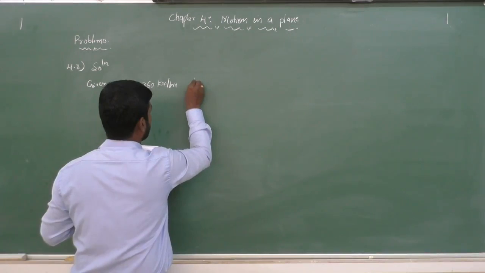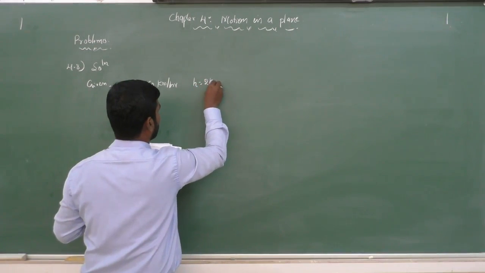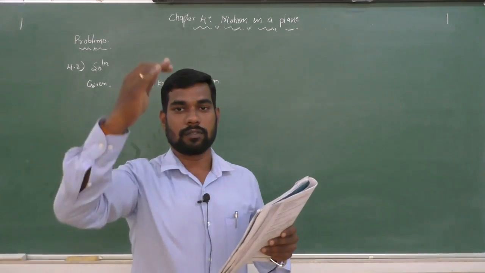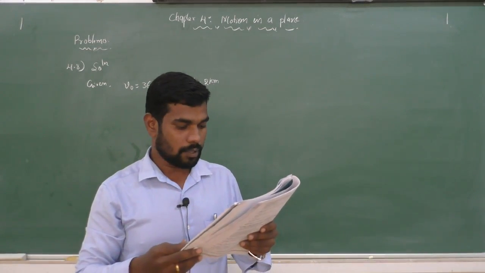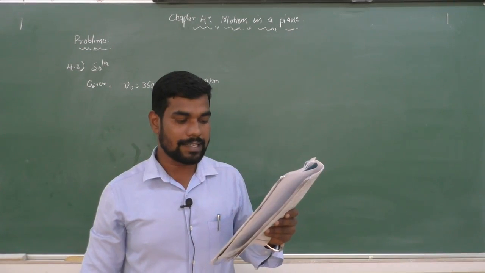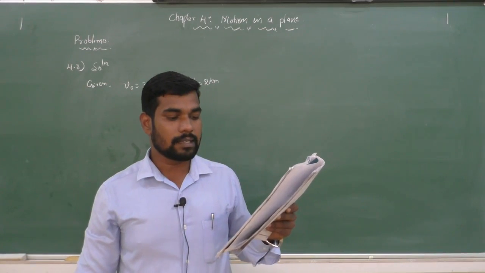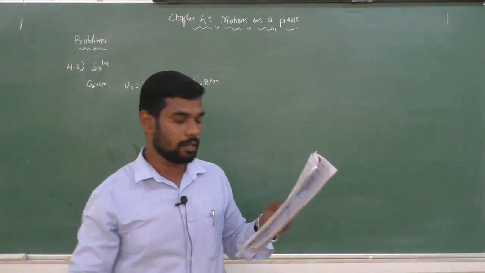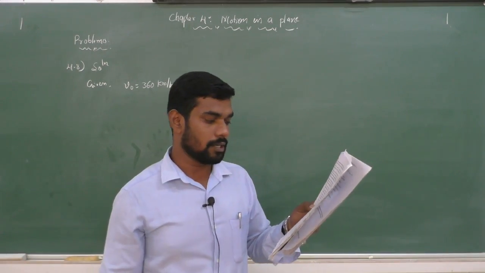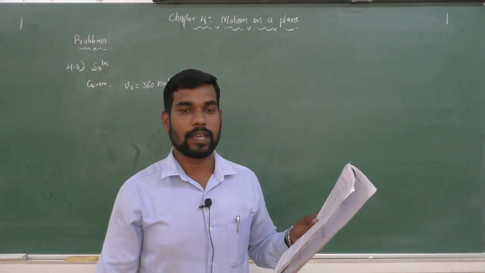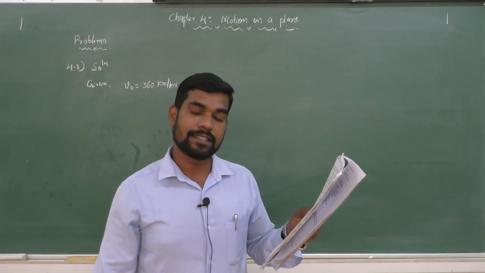Height, we'll take it as h. h is 2 km from the ground. If a bag containing food is dropped at an instant when the aeroplane is at the point A, where and when does it hit the ground?